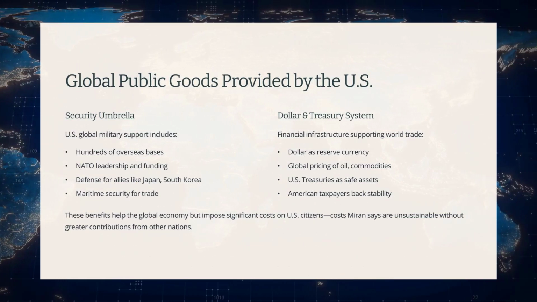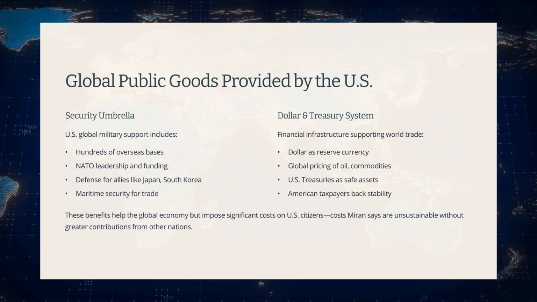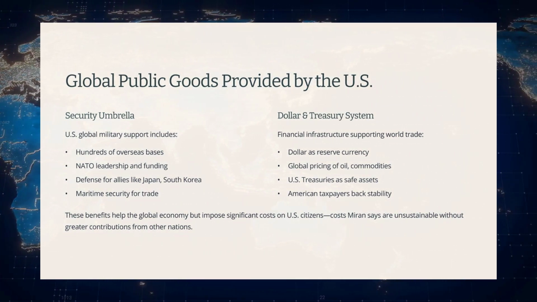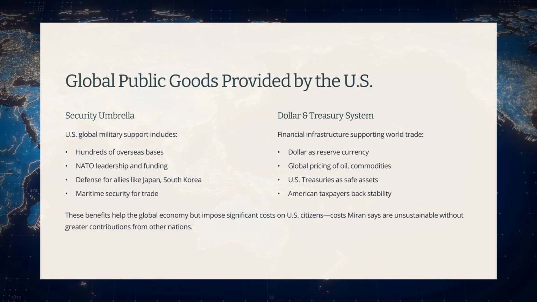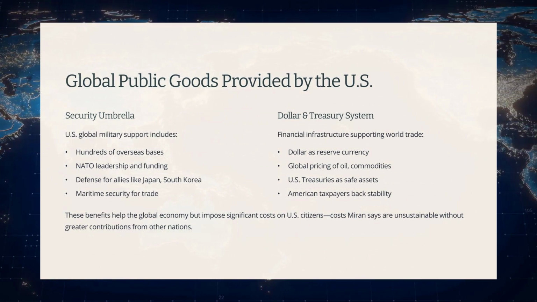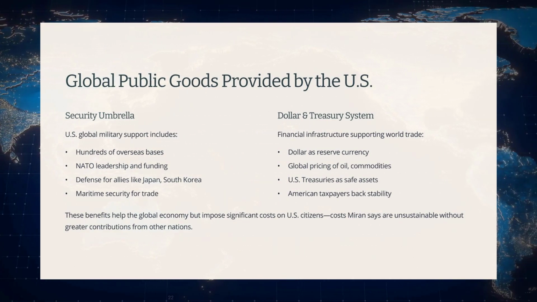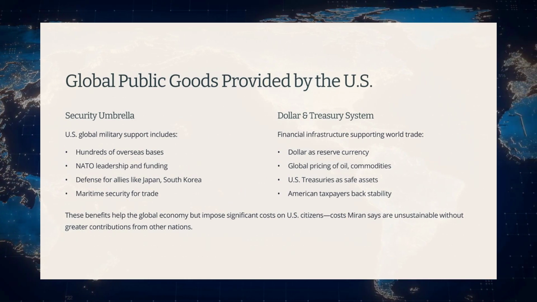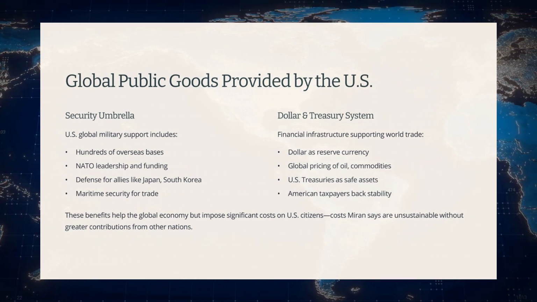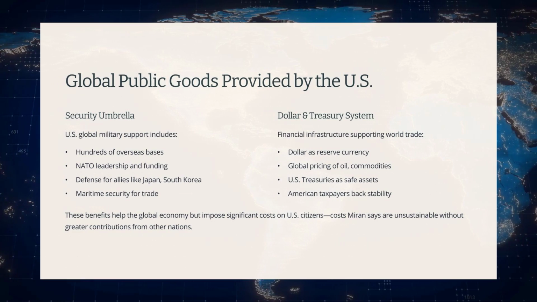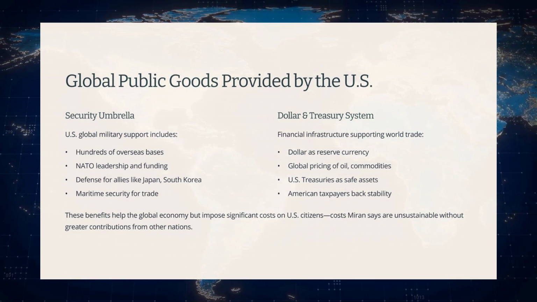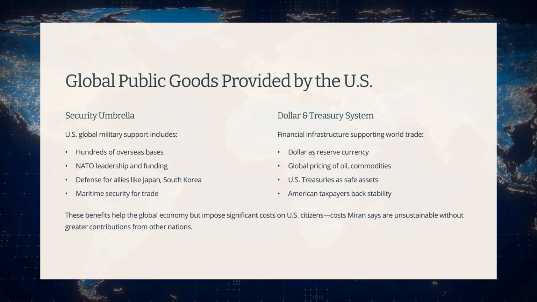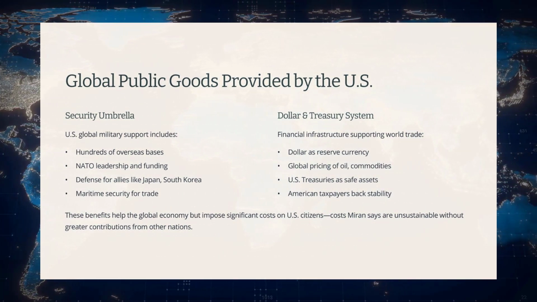For decades, the U.S. has provided significant global public goods. This slide highlights two key areas: the security umbrella and the dollar and treasury system. Under the security umbrella, we see the vast U.S. military presence, including overseas bases, NATO leadership, and defense commitments to allies. The dollar and treasury system provides the financial infrastructure for world trade, with the dollar as the reserve currency and U.S. treasuries as safe assets. While these benefits support the global economy, they impose substantial costs on U.S. citizens, a burden that Miran argues is unsustainable without greater contributions from other nations.